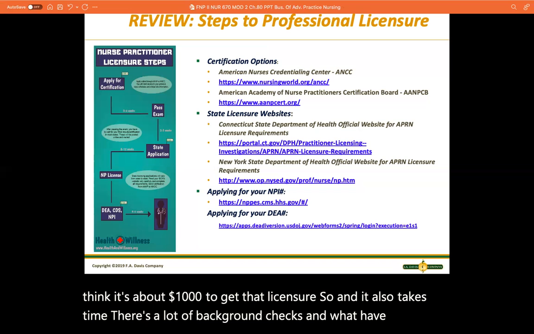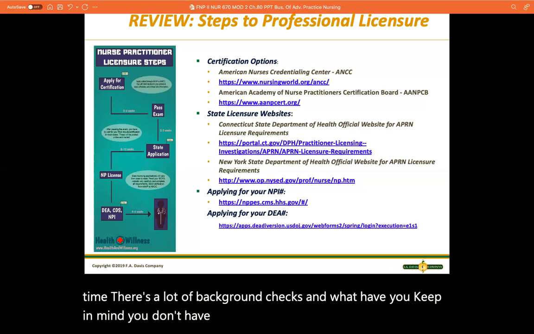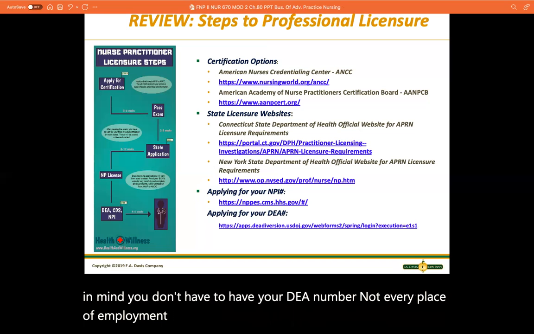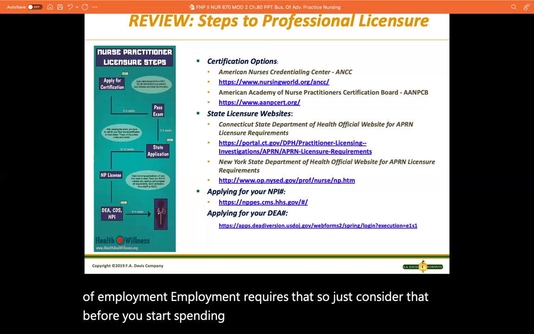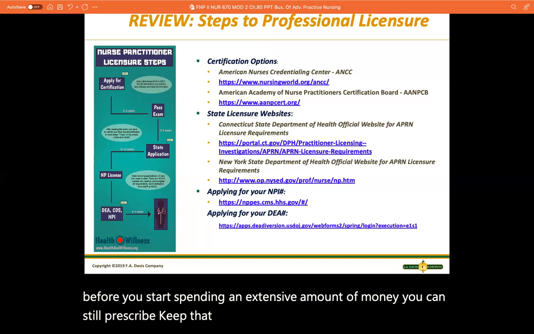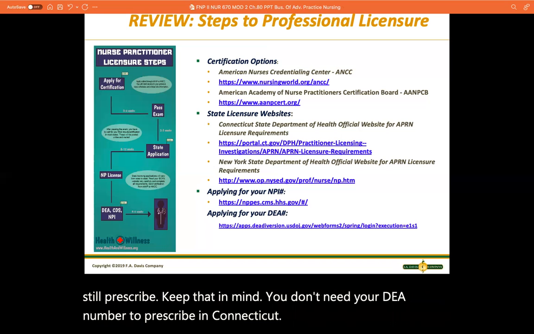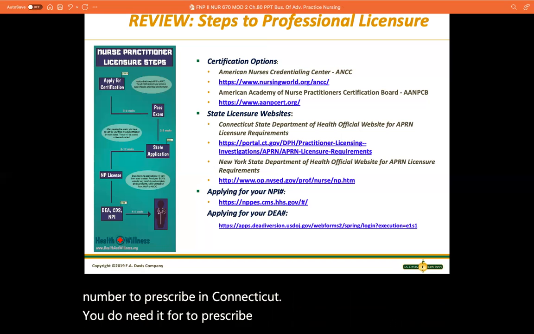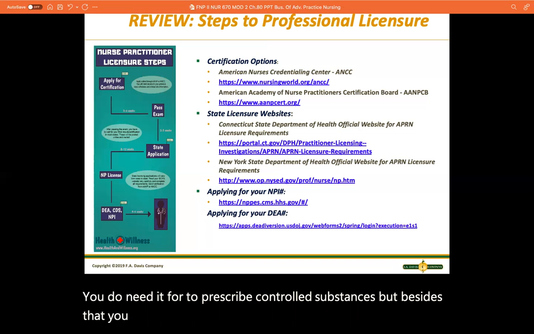Keep in mind, you don't have to have your DEA number. Not every place of employment requires that. So just consider that before you start spending an extensive amount of money. You can still prescribe. Keep that in mind. You don't need your DEA number to prescribe in Connecticut. You do need it to prescribe controlled substances, but besides that, you can still prescribe.